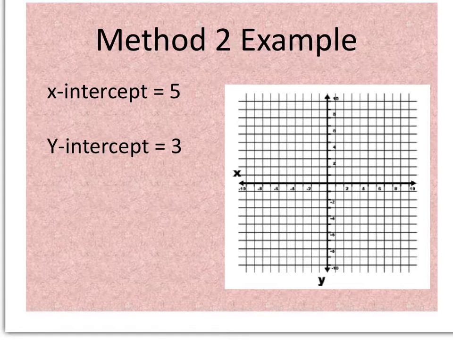So since our x-intercept is 5, we go to our x-axis and we find 5. 5 is right here, so we put a point there. Our y-intercept was at 3, so we go to our y-axis and we find 3, and we put a point there. So we have a point at 5 on our x-axis and at 3 on our y-axis. Now all we do is connect our points with a smooth line and draw our arrows, and voila, we are finished.